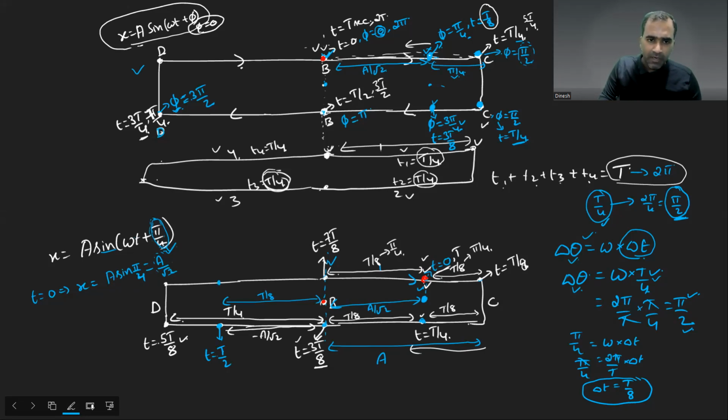How about the corresponding point while coming back from the extreme position? After how much time will it reach that? Going from here to the extreme position and then from the extreme position to the same position, which is at a distance of minus a by root 2 from the mean position, what is the time taken? At the extreme position, it is 5t by 8. From 5t by 8, how much time will it take? Another t by 8. It will be 6t by 8, right? Or 3t by 4.